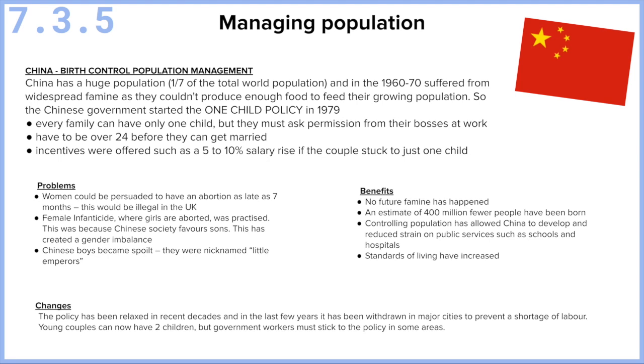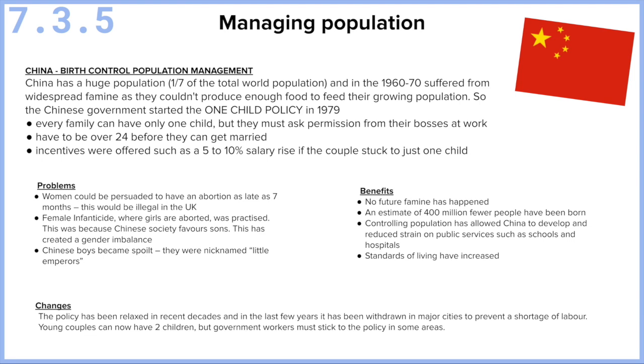And they put incentives in place. So if you only had one child, then you could have a salary rise from 5 to 10% if you stuck to that one child. And there were also negatives involved. So if you had more than one child, then your salary went down. And there was a whole host of issues with this, which we're going to look at now.